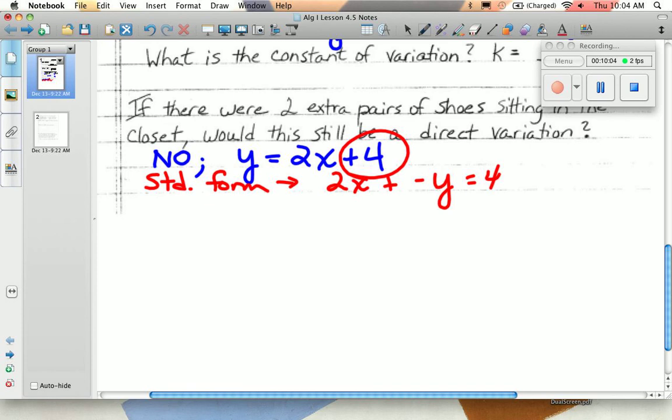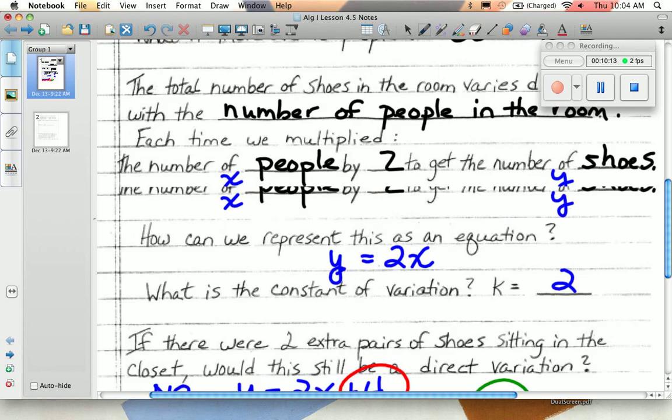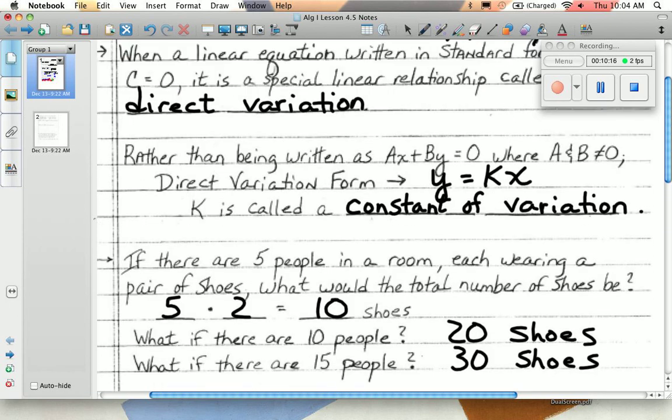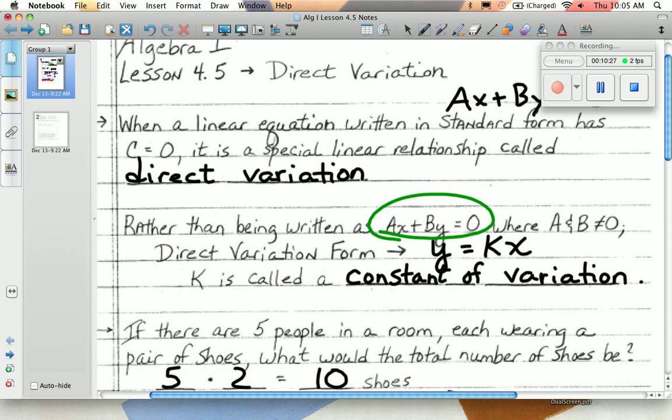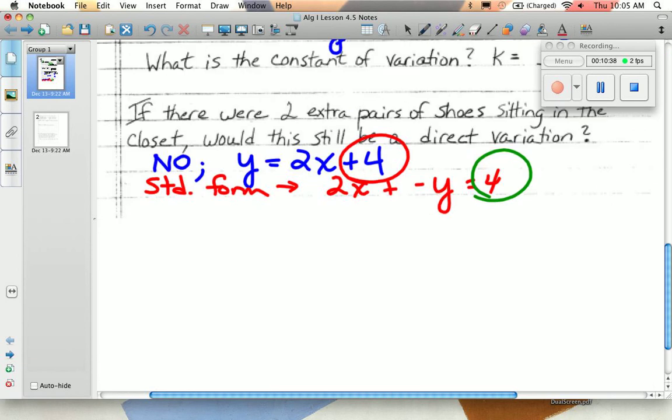So you guys have to recognize that this right here, what does this have to be equal to? Okay, let's go back up here. Look at here. It says zero. That has to be equal to 0. Remember it said right here, when a linear equation written in standard form has c equals 0, then we can say it's direct variation. Well, once we put our equation in standard form, it was not equal to 0. It proves, no, this is not direct variation.